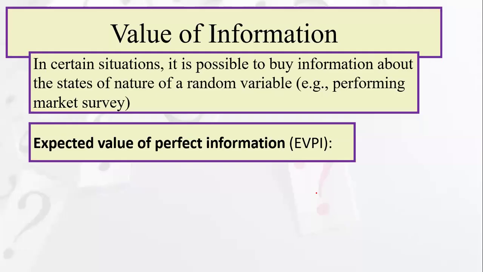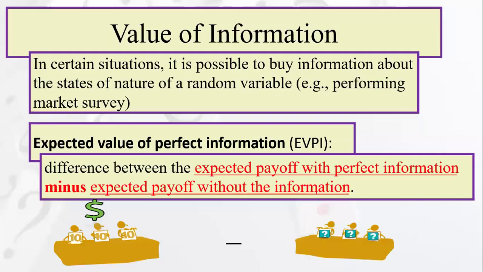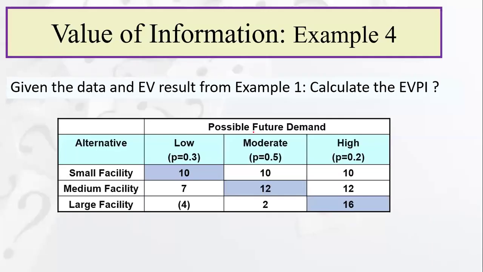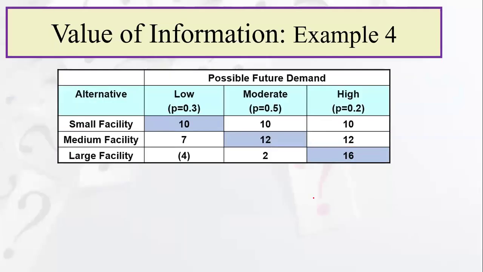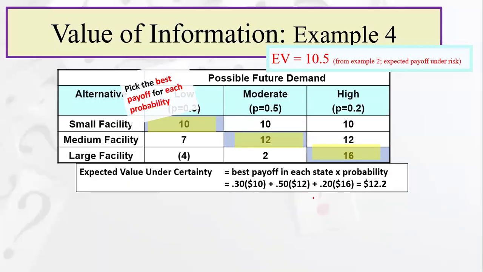Expected value of the perfect information. So if you have the information, your decisions will be changing. Okay, I'll give you an example here. Best payoffs in each state, that is the perfect information. So for example, here the best one is 10, the best one is 12, the best one is 16. You understand me, right? So now you take all these three best ones and you do your evaluation. That is the perfect information.